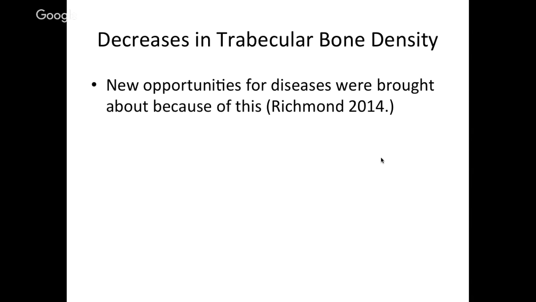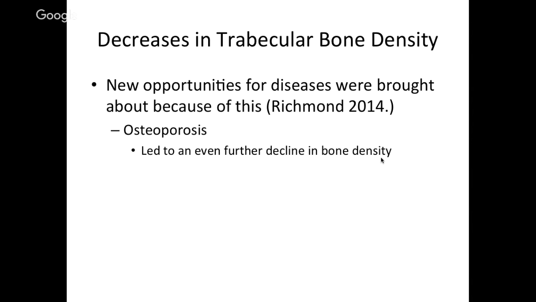This decrease in trabecular bone density also brought new opportunities for diseases. One of these is osteoporosis, and that led to an even further decline in bone density. So this decrease can be kind of a cycle.